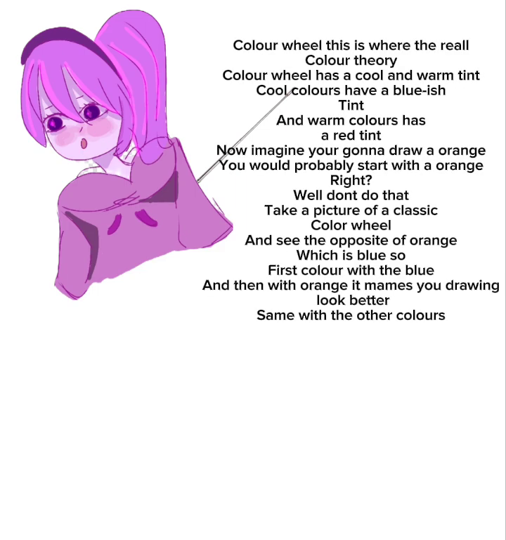Okay. Color wheel. This is where the real color theory is. The color wheel has cool and warm tints. Cool colors have a bluish tint, and warm colors have a red tint. Now imagine you're gonna draw orange. You would probably start with an orange, right? Well, don't do that. Take a picture of a classic color wheel and see the opposite of orange, which is blue. So, first color with the blue and then with orange. It makes your drawing look better. Same with the other colors.